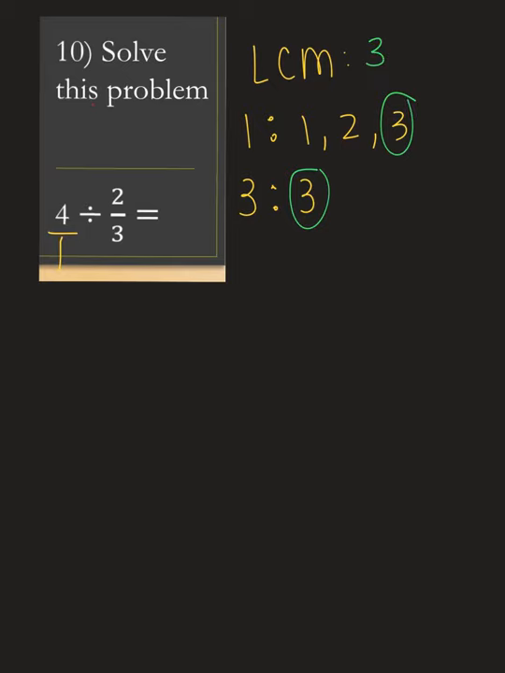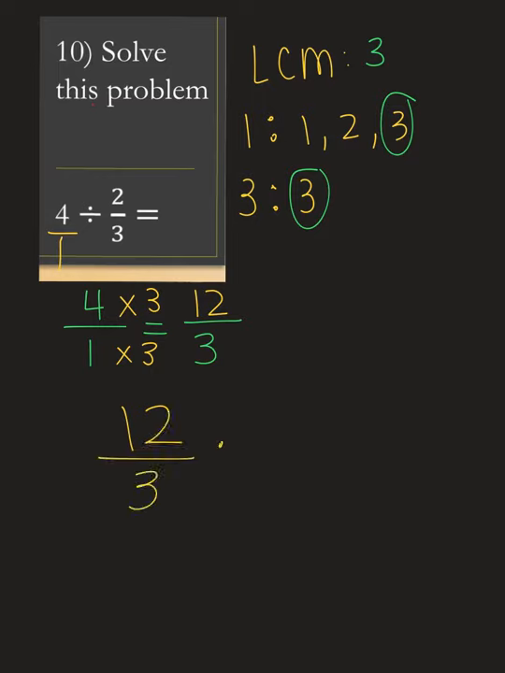So 2/3 can stay as it is because that denominator is already my LCM, 3. So that just means we need to change 4 over 1 into something over 3. Well, from 1 to 3, I multiply by 3. Whatever you do on the bottom, you do on the top. So 4 times 3 is 12. So my new division problem with common denominators is 12 over 3 divided by 2 over 3.